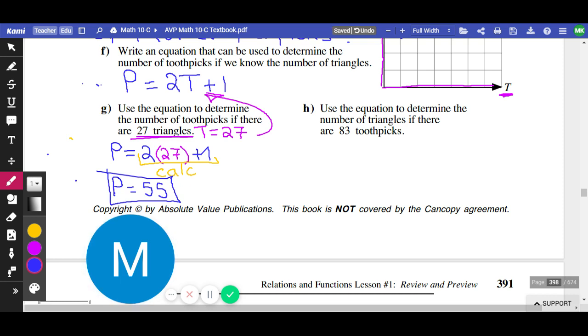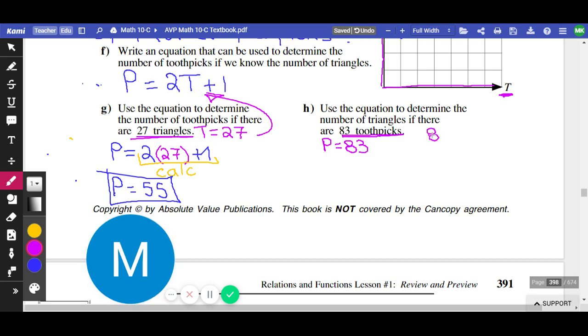Again, this is some pretty fast review. We will get more into this stuff. You could also use the equation to go the other way. That means you could have a number of toothpicks and figure out how many triangles you have. To do that, look at question H. It says you have 83 toothpicks. How many triangles do you have? That means they told you that P equals 83. So you're going to go back to your original equation, and you're going to change P to be 83.